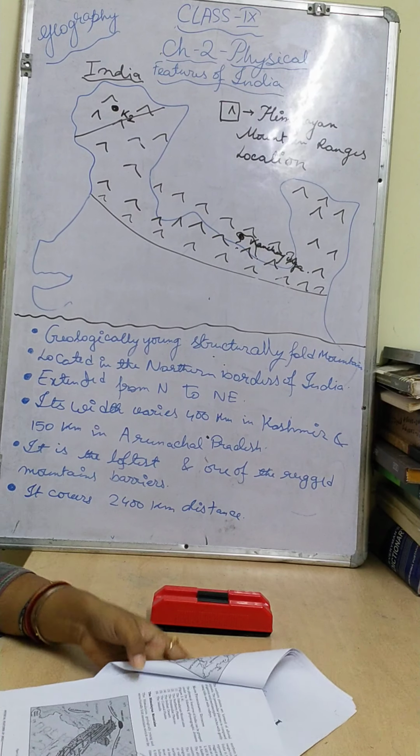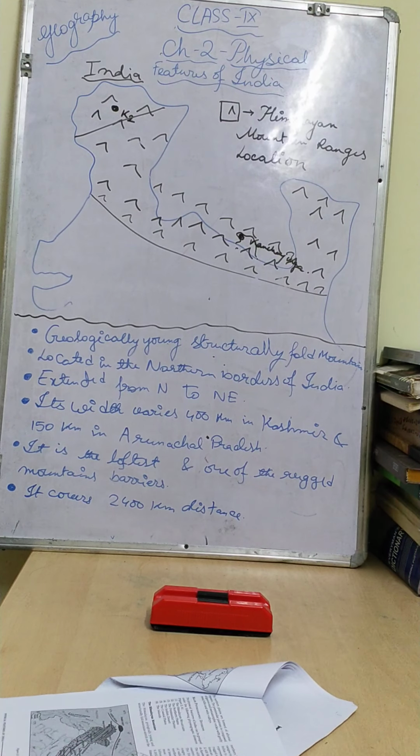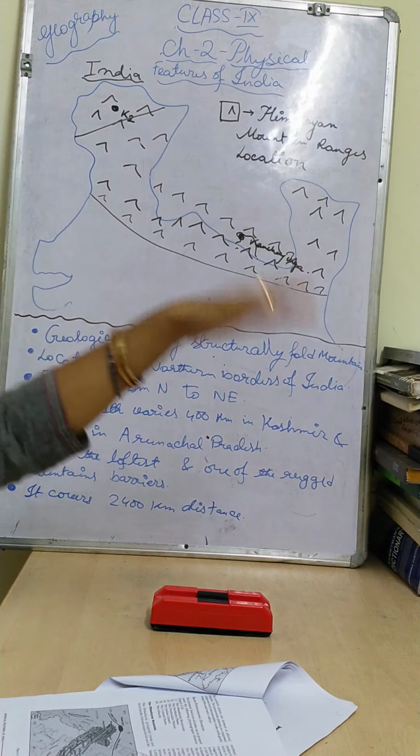Indus, Ganga and Brahmaputra. So we can tell that from the Indus to the Brahmaputra, this type of Himalayan mountain has been located. Okay children, so now I will come to Himadri. Himadri has a height of more than 6,000 meters or 6 kilometers. More height can also be there. The average height, I am telling you, is more than 6,000 meters.